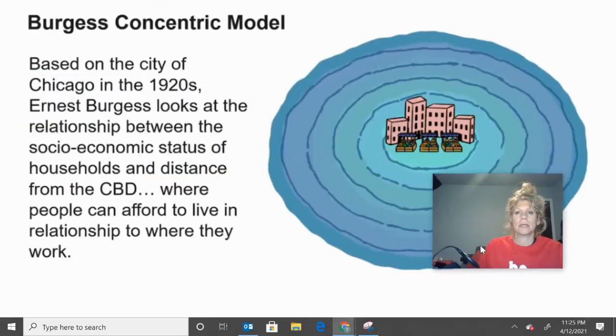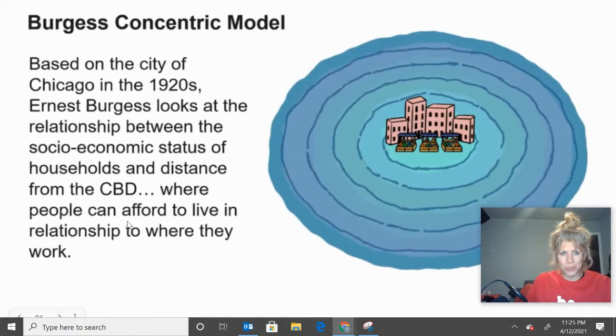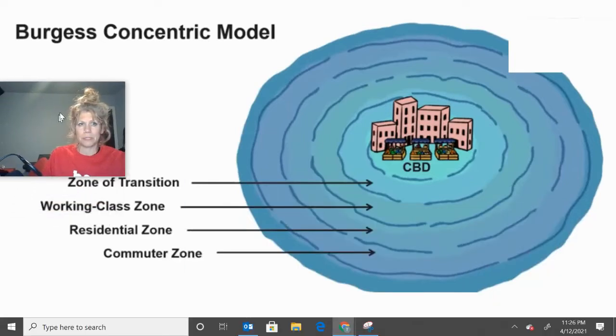Okay. Now, our first model is called concentric. And I want you to list that this is based on the city of Chicago, and it was developed in the 1920s by Ernest Burgess, who looks at the relationship between the socioeconomic status of households and distances from the central business district, and where people can afford to live in relationship to where they work. Interesting, right?